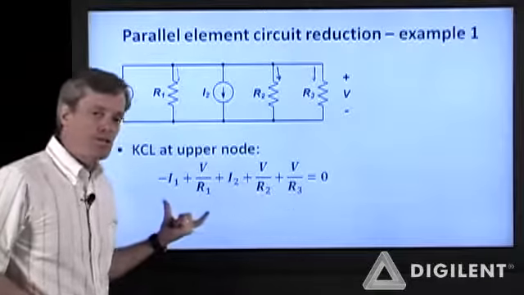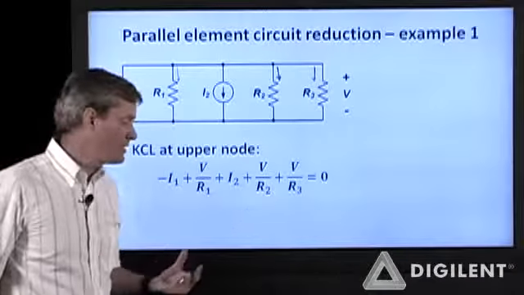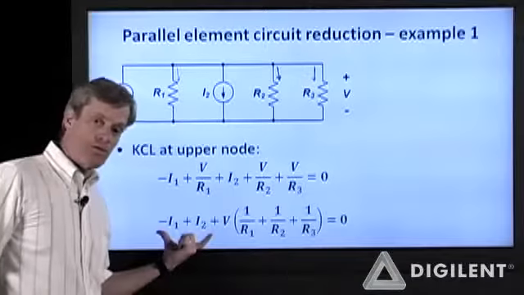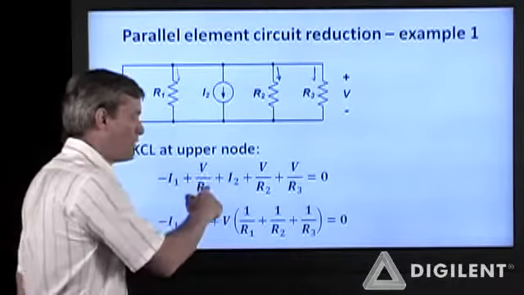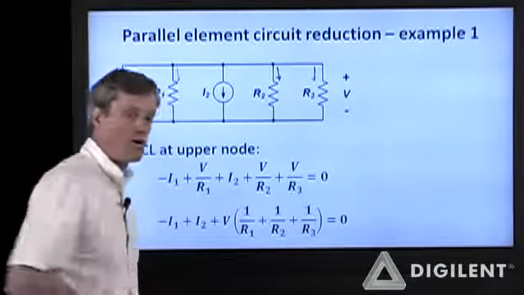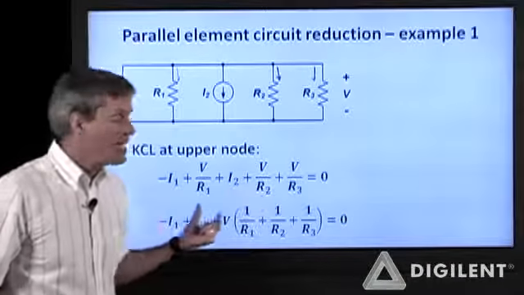I can group these terms into source terms plus terms multiplying this resistance. I get a negative I1 plus an I2 as our overall source, and then voltage multiplies 1 over R1 plus 1 over R2 plus 1 over R3. That sums up to 0 from the above.